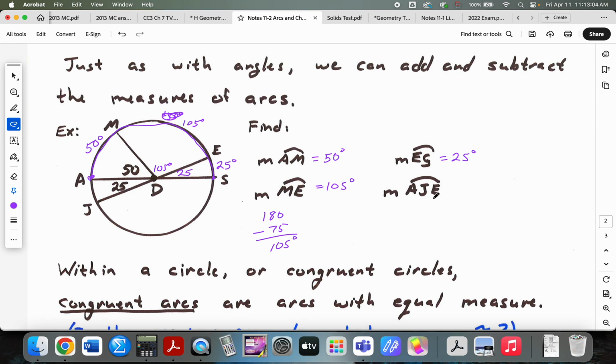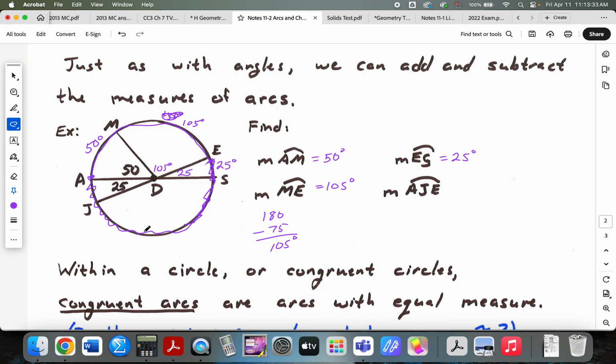All right, if I'm finding the measure of arc AJE, so that tells me that one endpoint is on A, one endpoint is on E, but I have to go through J before I get to E. That means it's got to be from here all the way around here to E. What kind of an arc is that? Major. It's a major arc. It's more than half the circle.